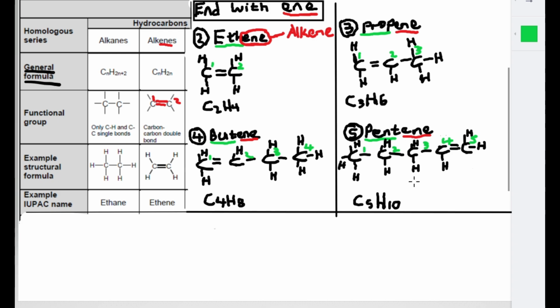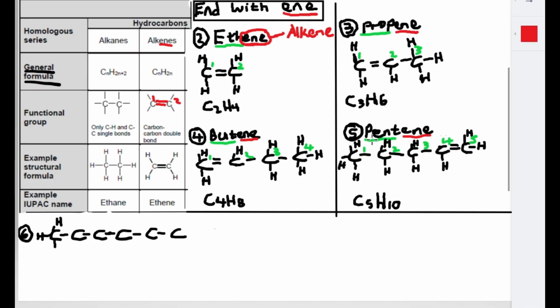Let's go to pentene. Pentene has 5 carbon atoms, and the molecular formula there is C5H10. Now the cycle can continue up until octene. We're going to go up until octene, and then that will be it for the alkenes.